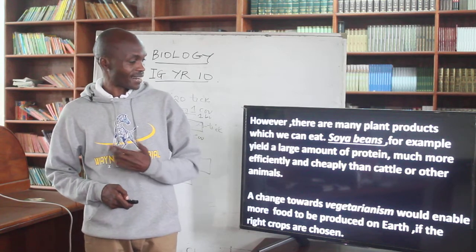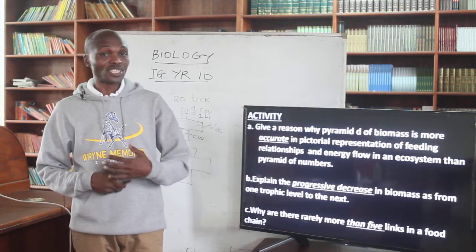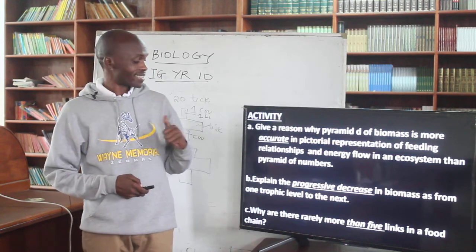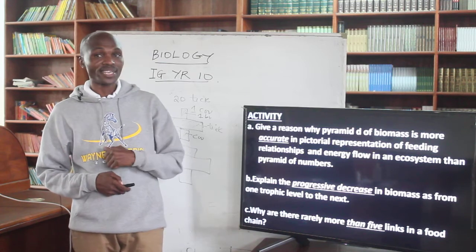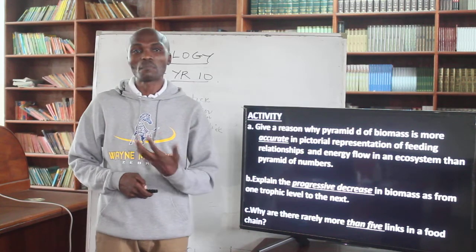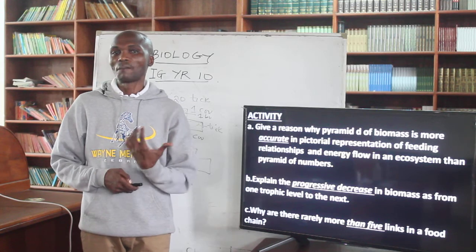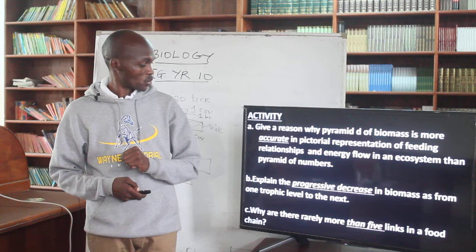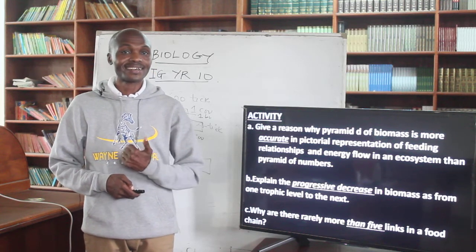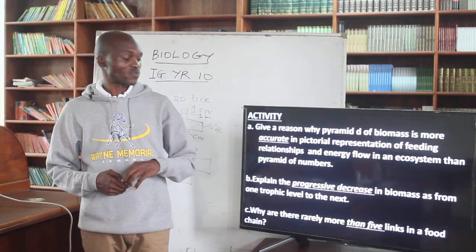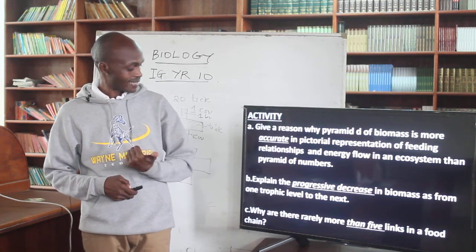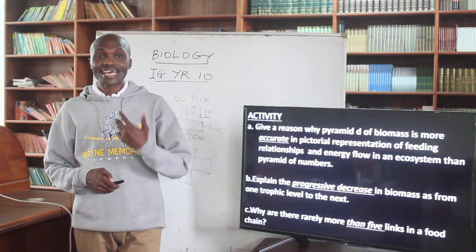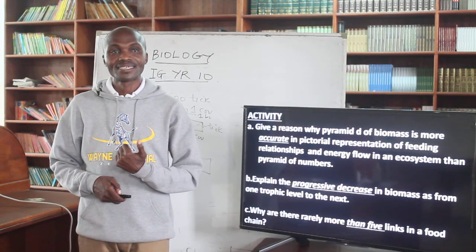That brings us to the end of our session, but there is an activity to be undertaken by answering the last three questions. Number 1, give a reason why the pyramid of biomass is more accurate compared to the pyramid of numbers in representing the energy flow of the ecosystem. Number 2, explain the progressive decrease in biomass from one trophic level to the next. Lastly, explain why there are rarely more than 5 links in a food chain.